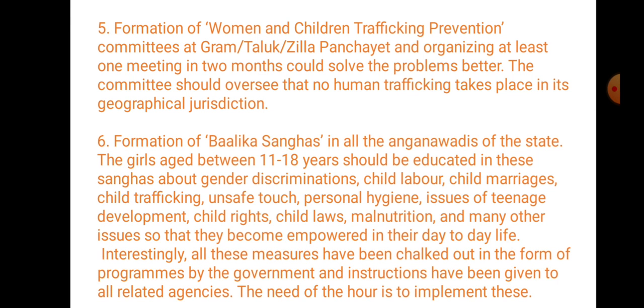So which is the fifth important remedial action? Formation of women and children trafficking prevention committees has to be established at Grama level, that is village level, taluk level and Zilla Panchayat, and it should be organized at least once in a month. One meeting has to take place at least in a month or in 2 months, so that the problem can be solved in a better way, and the committee should oversee that no human trafficking should take place in its geographical jurisdiction, within the limit of that village or taluk or Zilla Panchayat. This has to be avoided.